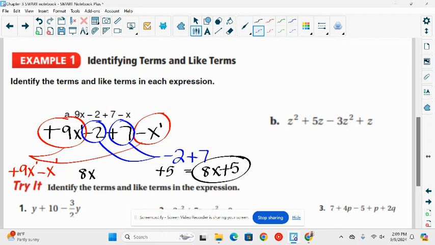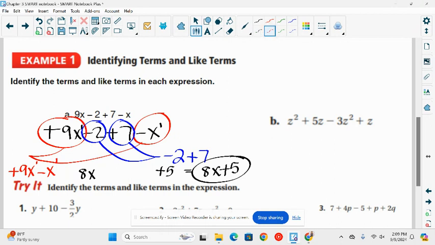Can these two terms, can 8x plus 5 be put together? No. Why not? Because one has a variable and one's a constant. Are those the same? No, so they can't go together. Okay? So let's look at B.